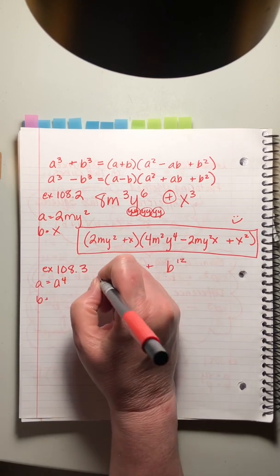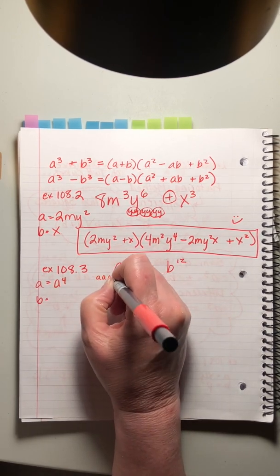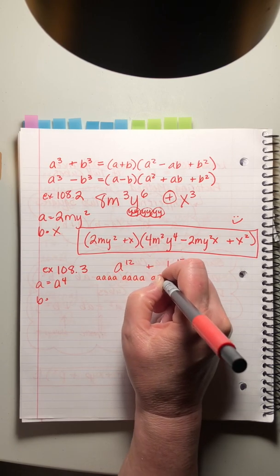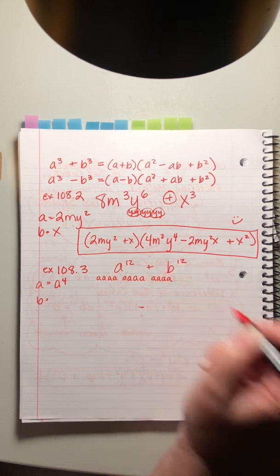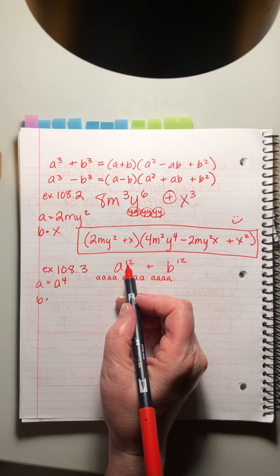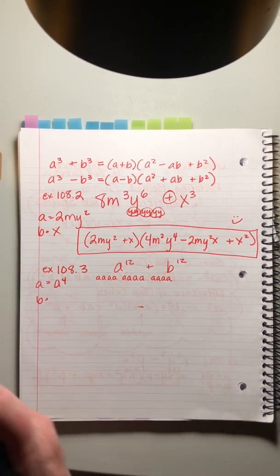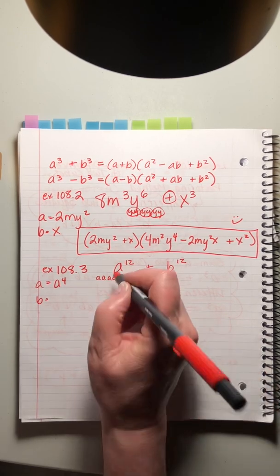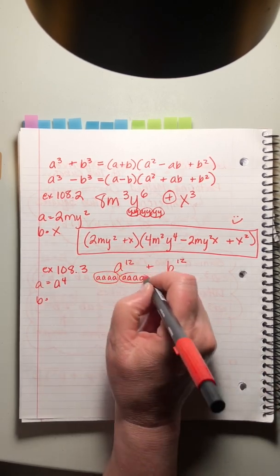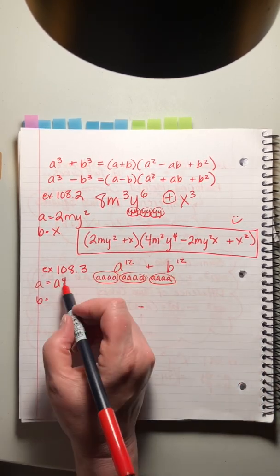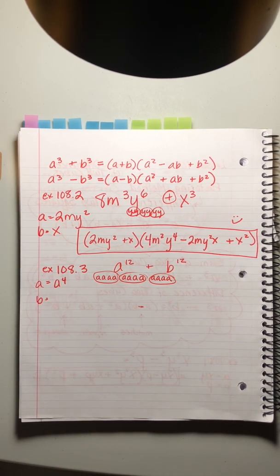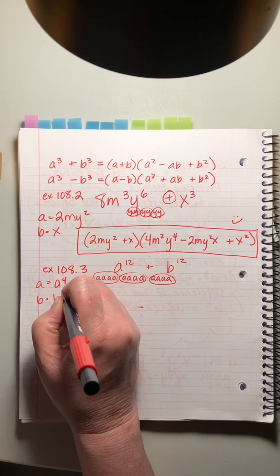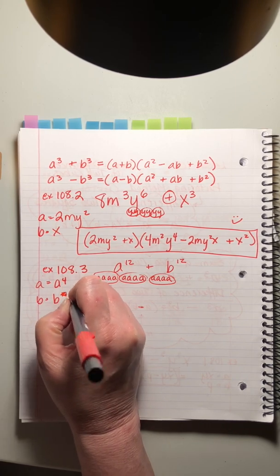Here, I'll just write one of them out. 1, 2, 3, 4, 5, 6, 7, 8, 9, 10, 11, 12. There's 12 A's. I want to find the cube of them. That means I need to have 3 equal portions. And you can tell, by the way I wrote it, I put gaps in there. So it would be 4 in each original group. And then B works the same way. So that would be B to the, I'm sorry, I wrote 12, 4.